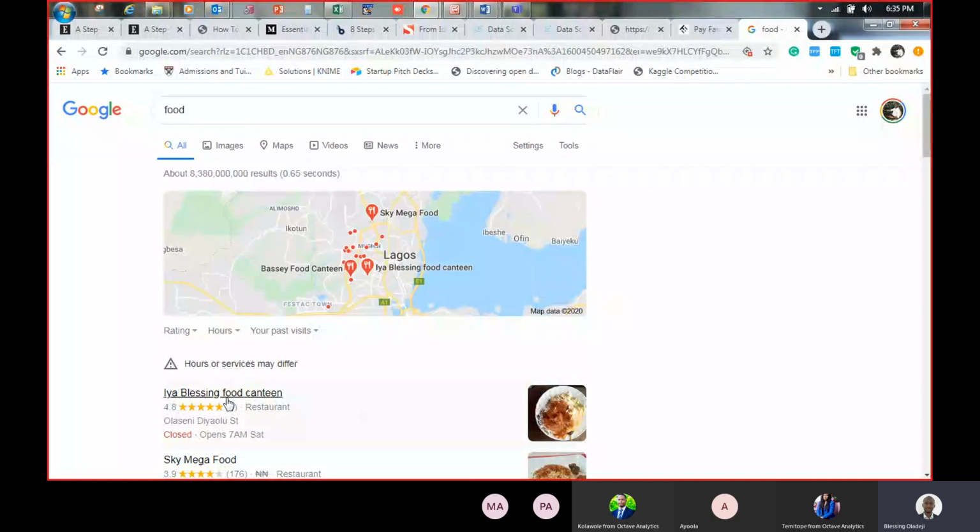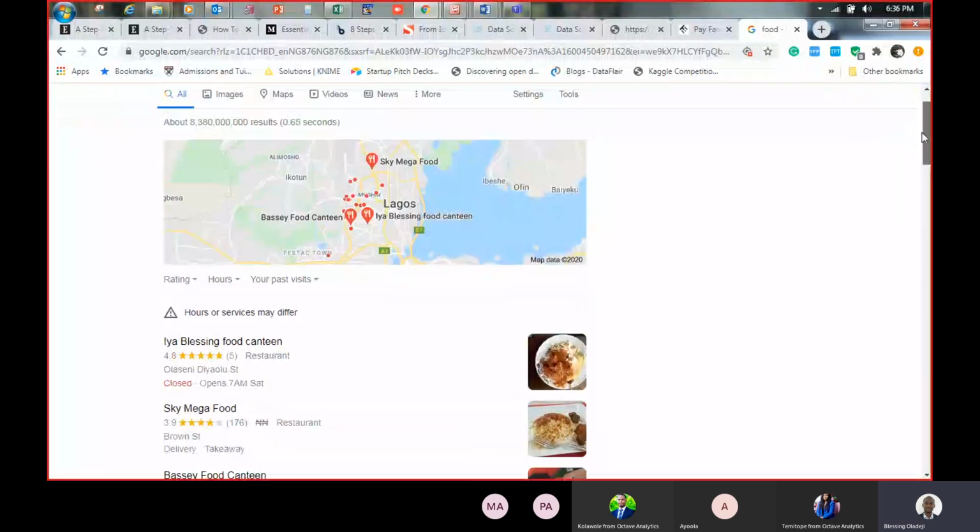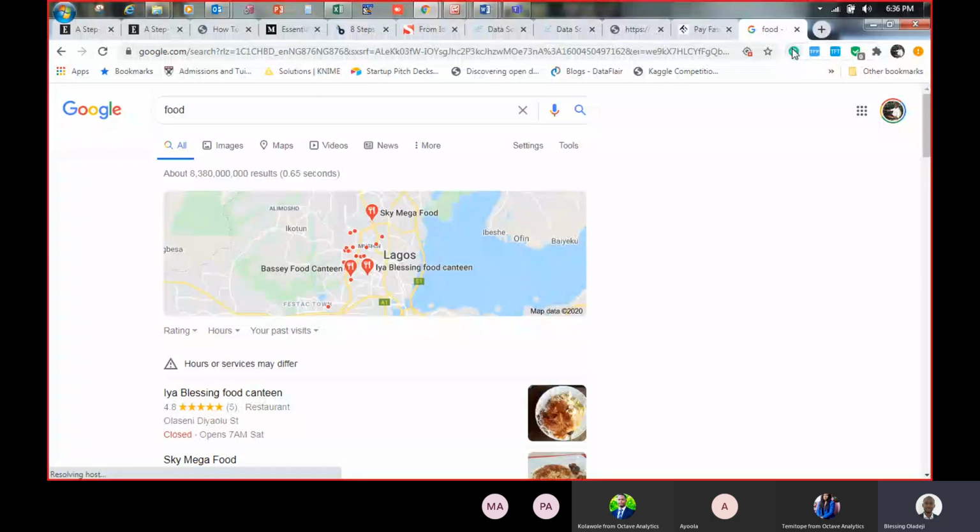Guys, look at what I'm seeing. Your Blessing Food Canteen. Wow. Just search for food. It's returning Your Blessing Food Canteen. Okay, nice one. You need to find where this Your Blessing Food Canteen is and go and eat their food.